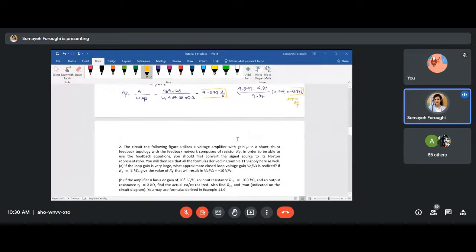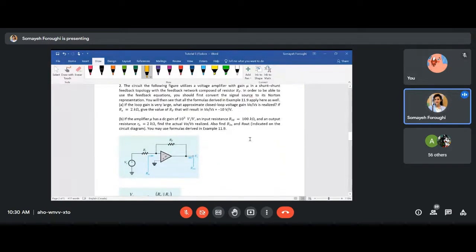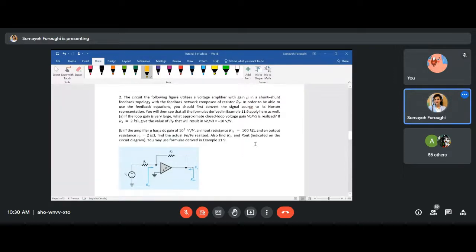So we have question 2 over here. In this question 2, let's say what it's asked. It said the gain mu is a shunt feedback topology. So you see it's the best choice to give it that what type of topology is it, because directly you will go and take advantage of the set of equations. And the network composed of resistor RF. In order to be able to use the feedback equations, you should first convert the signal source to Norton representation.